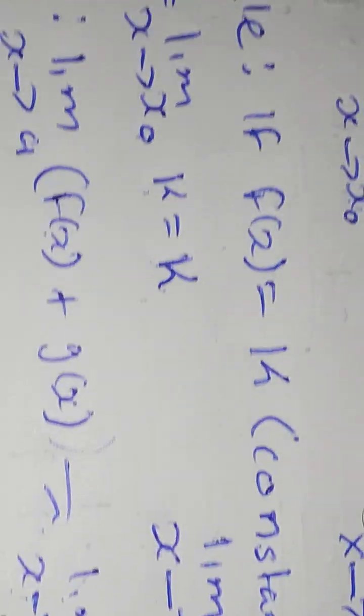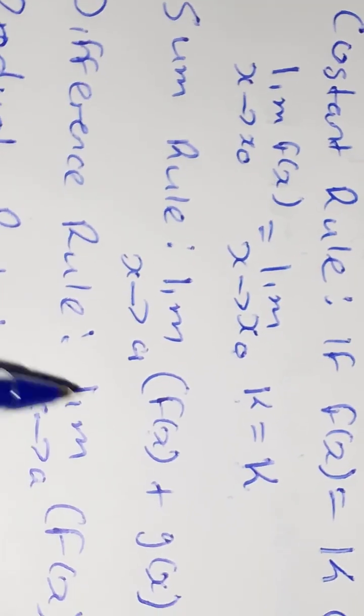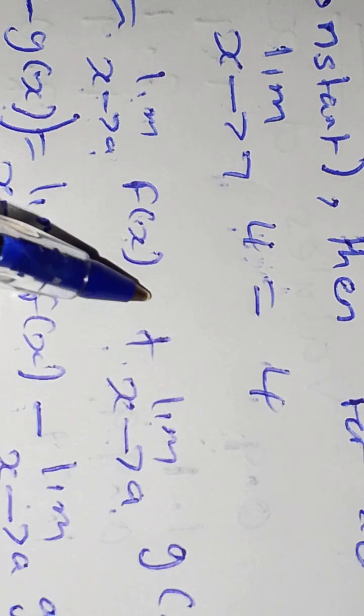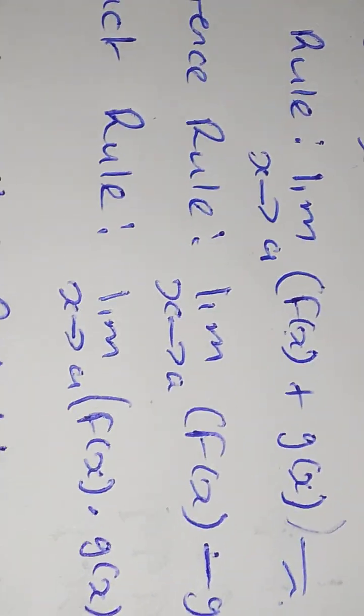Let's quickly go into our fourth law, which is the difference law. The difference law is just the same as the sum law, just the sign is different. So the limit of f of x minus g of x as x approaches a will be the same as the limit of f of x as x approaches a less the limit of g of x as x approaches a. So for these two, only the signs are different. That's why it's sum and difference. Yeah.